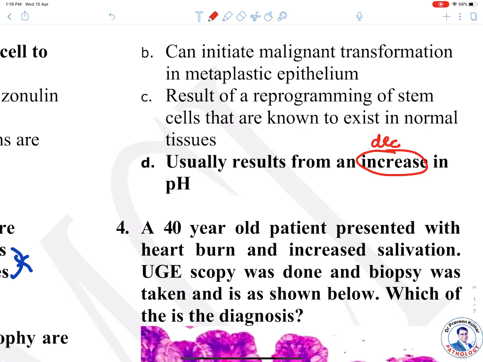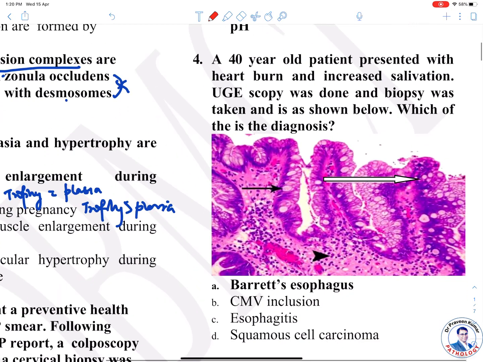Okay. Question 4, I am very sure that all of you have done it correctly. These cells here, as you see here, are all Barrett esophagus because they show the goblet cells. Okay, these show the goblet cells.